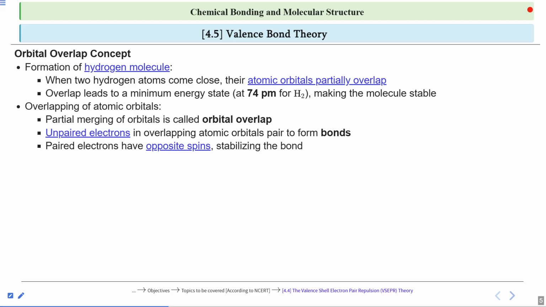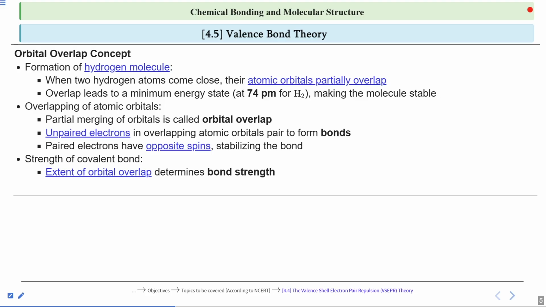Now, remember, after the pairing up, the electrons that are present in that overlapped region will have opposite spin, and this pairing of the electrons is the reason for stabilizing the bond. Okay. Now, if I talk about the strength of a covalent bond, it depends upon the extent of orbital overlap. We know that the overlap is not complete, it is a partial merging, and the greater that merging, or greater the orbital overlap, the stronger will be the bond.